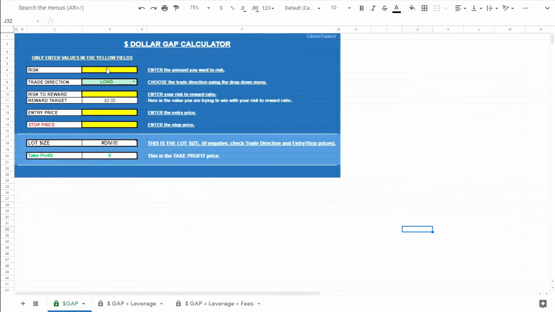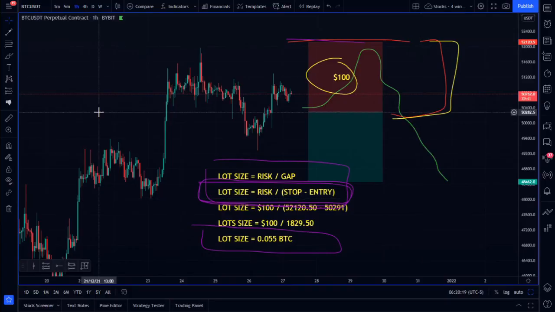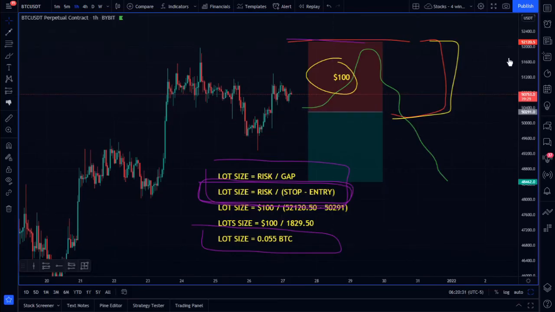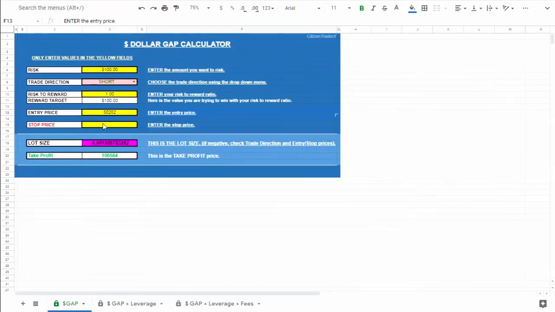You only need to fill in the yellow fields, put the risk. Actually, let's do it. So 100, let's do it quickly. I said I was going to show. Let's go short. Okay, and risk to reward, we're just going 1-to-1, and we'll keep that simple. And entry price, what's the entry price? 50,282. And the stop price is up here, 50,120.